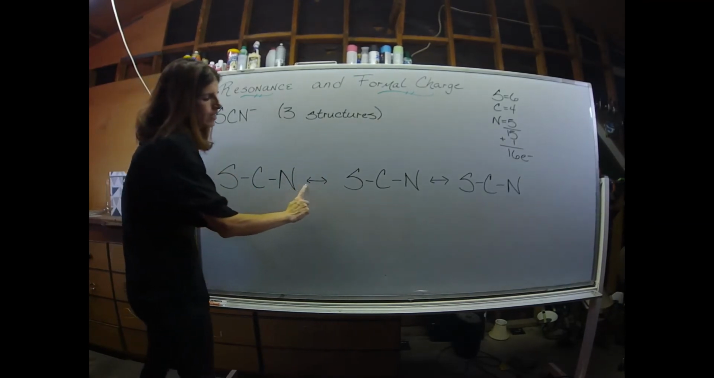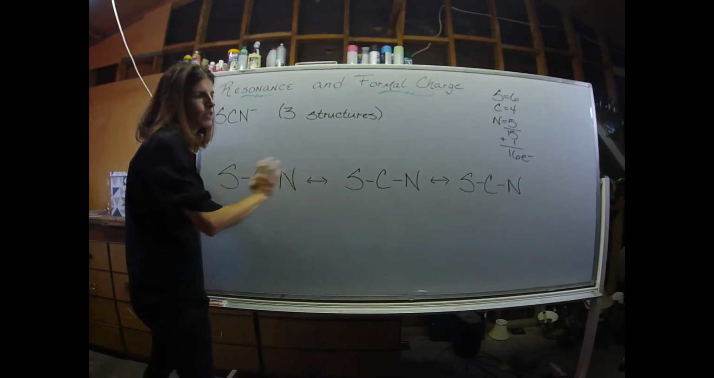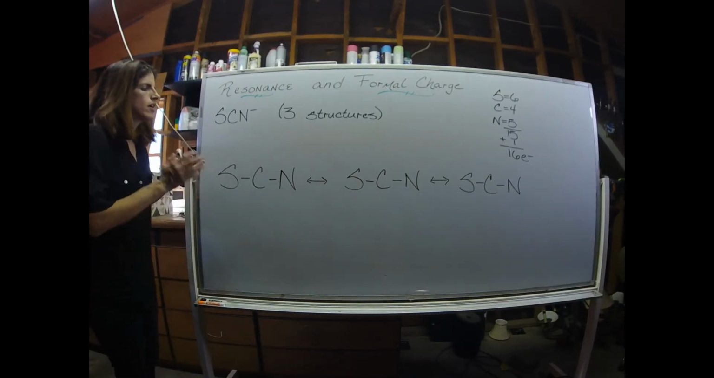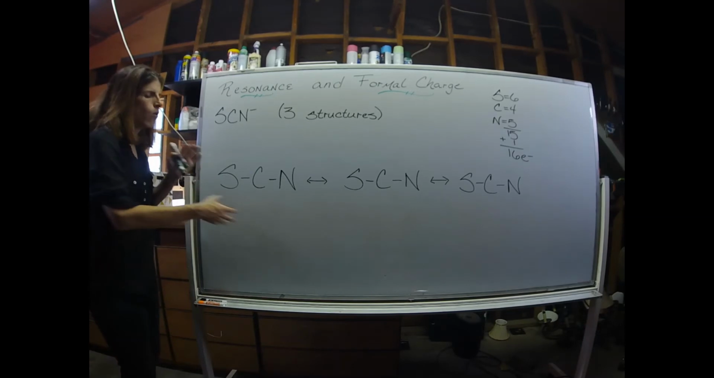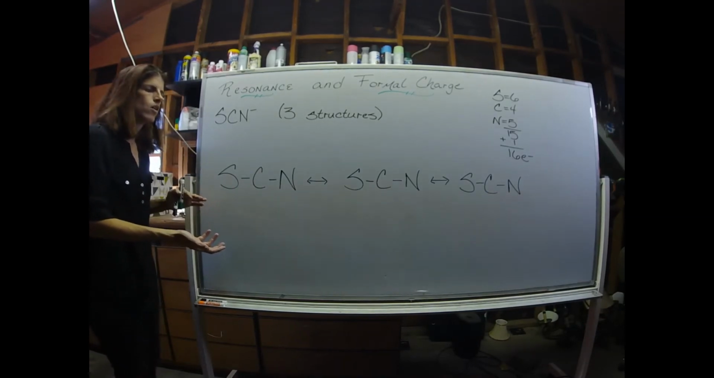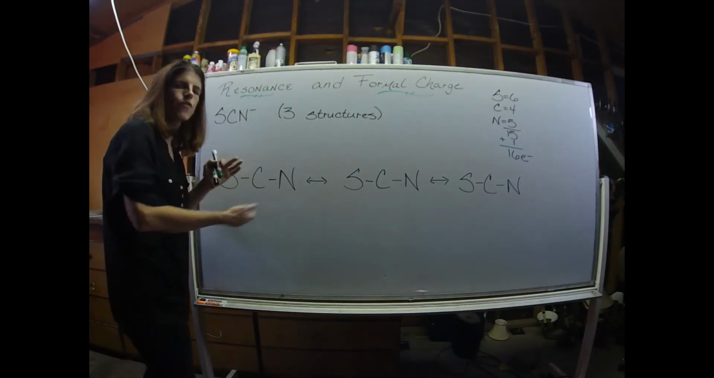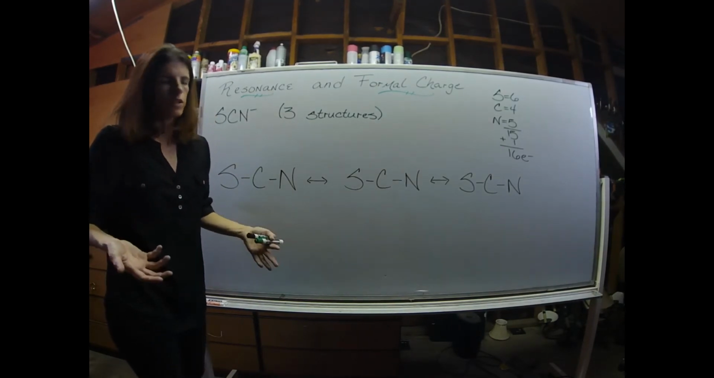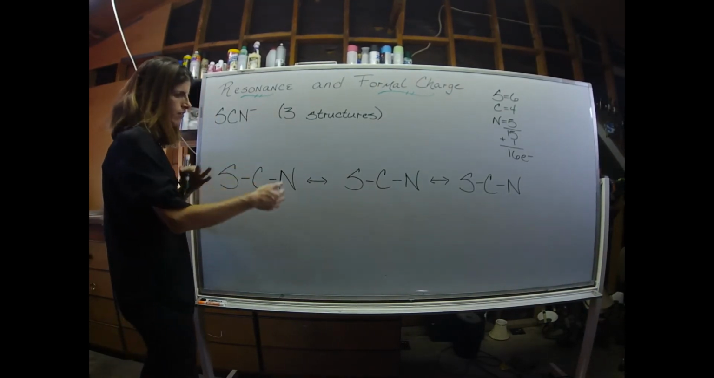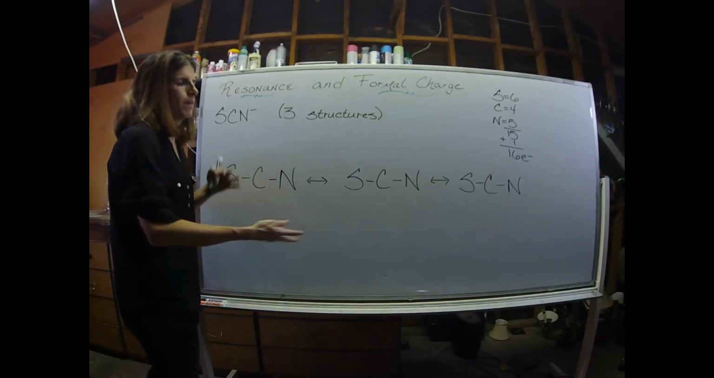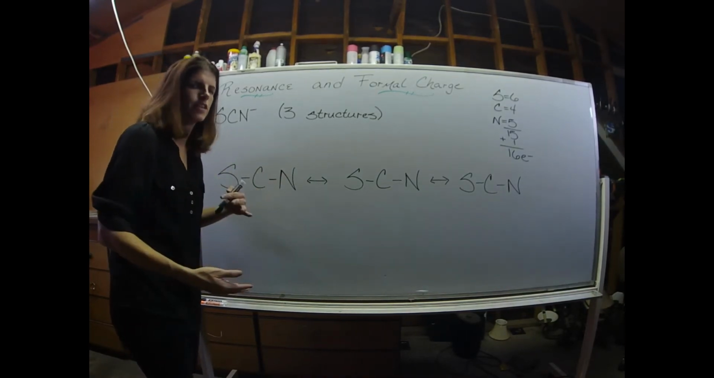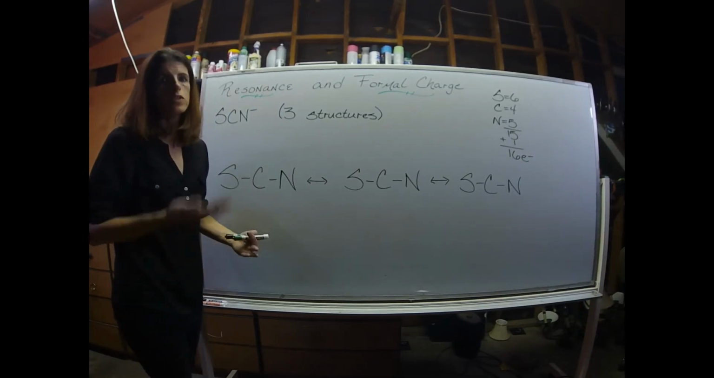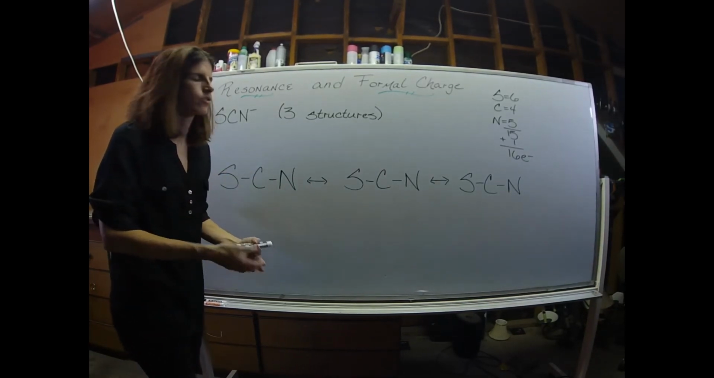I've also added double-headed arrows in between each skeletal structure. The double-headed arrow tells us that all of the structures are possible, that we're showing the different possible arrangements of electrons and that they do all occur. I almost think of it as flipping the pages of a book and looking at the different possibilities. So you need to have double-headed arrows in between your different resonance structures.